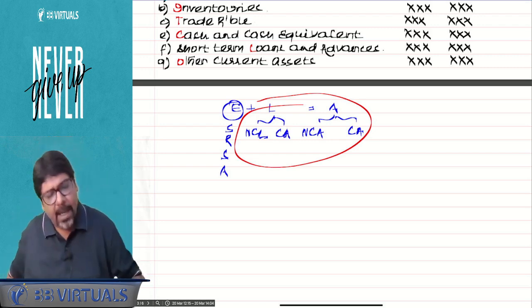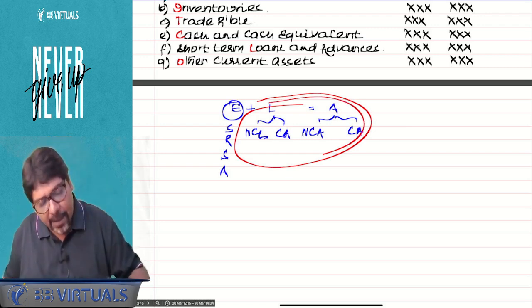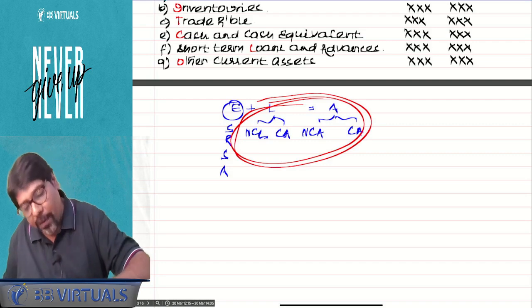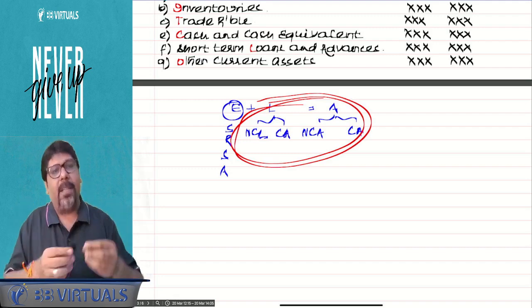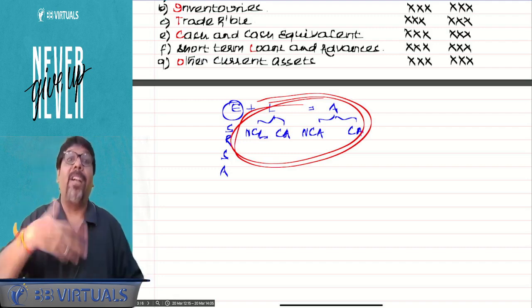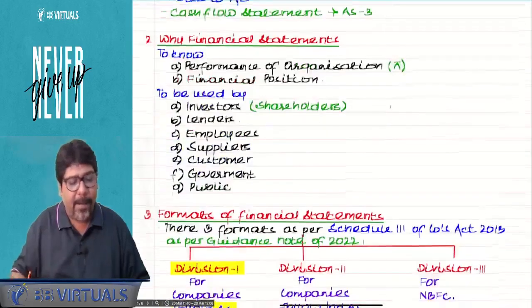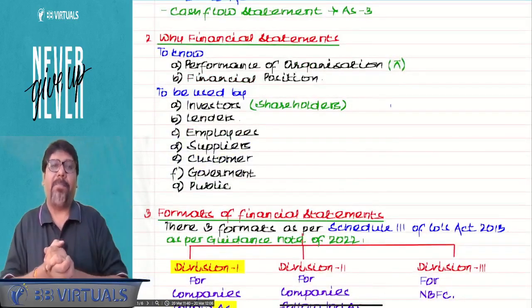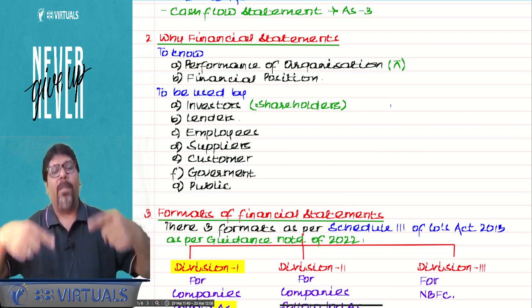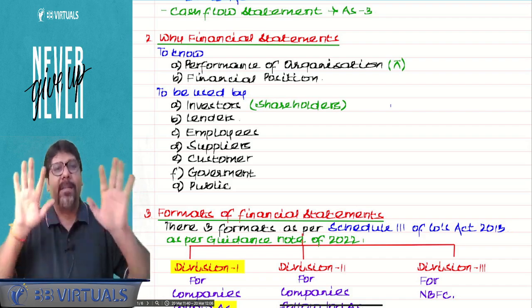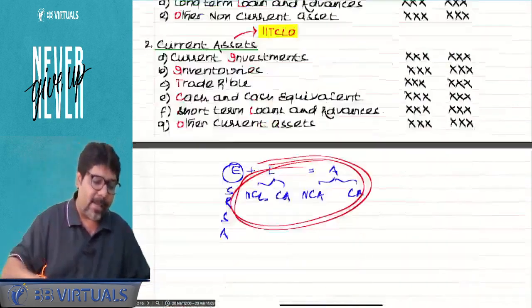Am I clear? My doubt is, why did we do this? Was the earlier balance sheet also current and non-current? No. The earlier balance sheet had a different format. I told you, why do we prepare a balance sheet? We prepare the balance sheet for these people. So we wanted a format which becomes easier for them to understand, and we keep on evolving the formats.